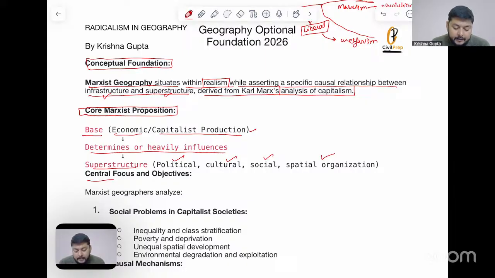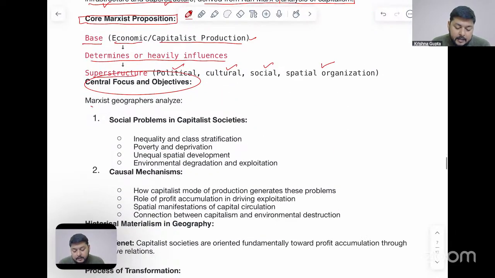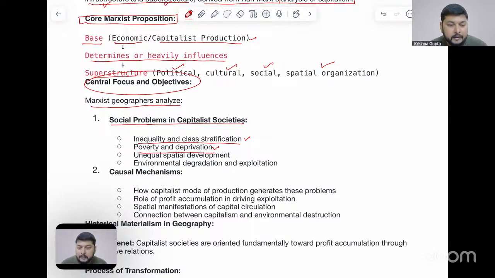Now, the central focus and objectives of Marxist geography. Marxist geographers analyze the social problems in capitalist societies. Number one, inequality and class stratification. Yes, it is prevalent. Poverty and deprivation, yes, it is highly present. For example, in India, currently we have more than 20% of people living below the BPL, that is, below the poverty line.